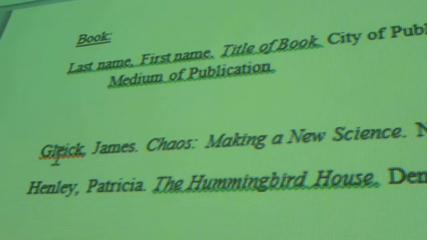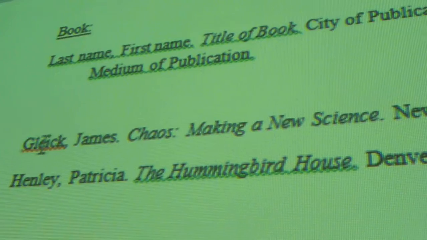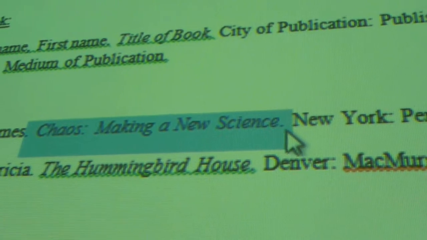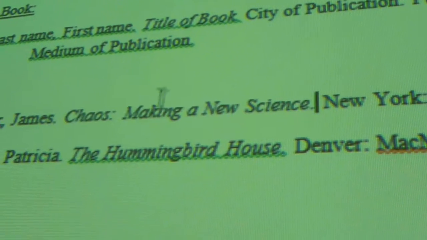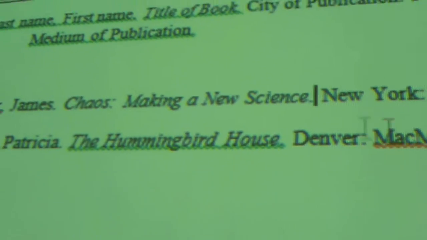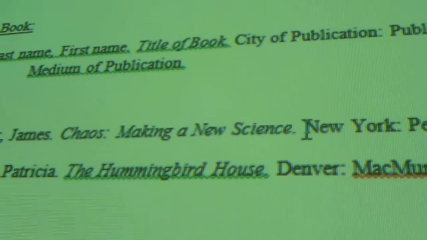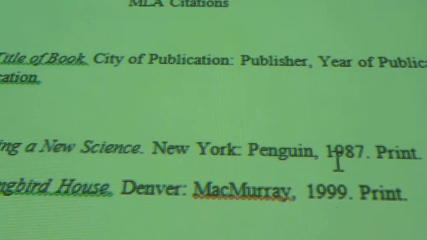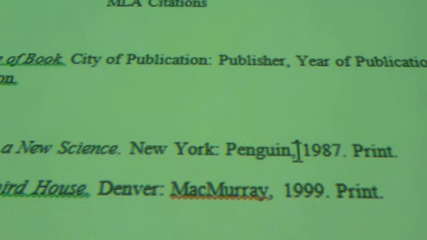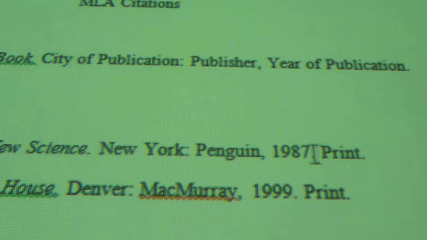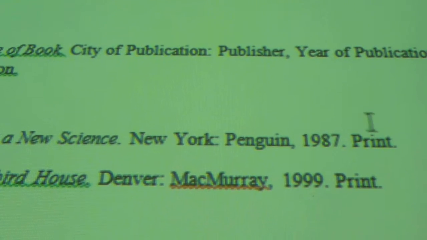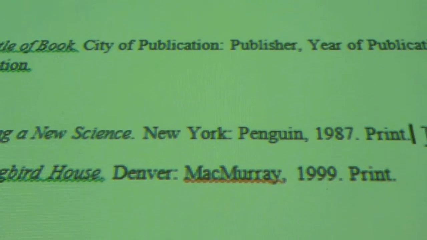So here we have the author's last name and first name. So this is Blake James, and the title of his book is Chaos Making a New Science. Note that his title is also in italics. And then we can see that the city of publication is New York, and it's followed by a colon, and the publisher is Penguin. And it's followed by a comma right here, and the year of publication is 1987. And since the book is print, hard copy or loose leaf, nonetheless it's a print, so it is put here in the medium of publication.